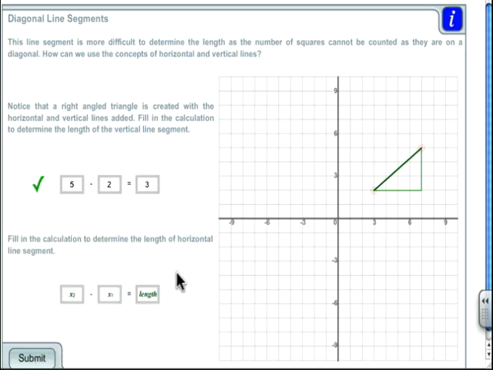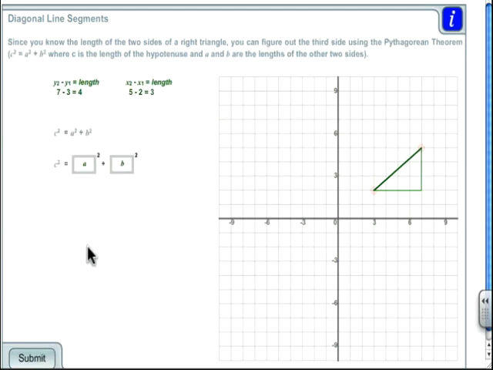Now we're going to do the horizontal segment. x2 is 7 and x1 is 3. So 7 take away 3, our length is 4. So now we know that our y length is 3 and our x length is 4. Now let's use the Pythagorean theorem in order to calculate the length of the diagonal.